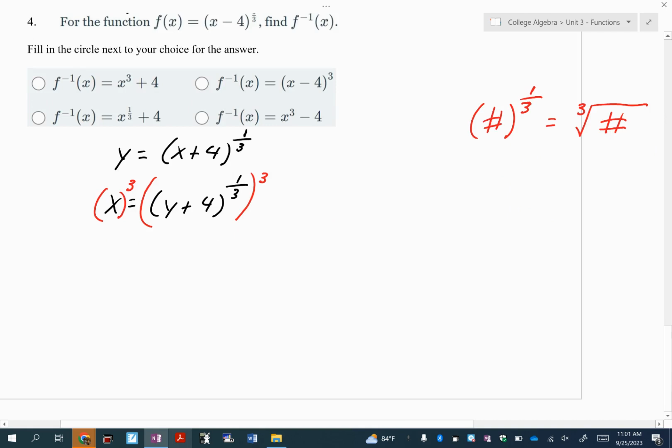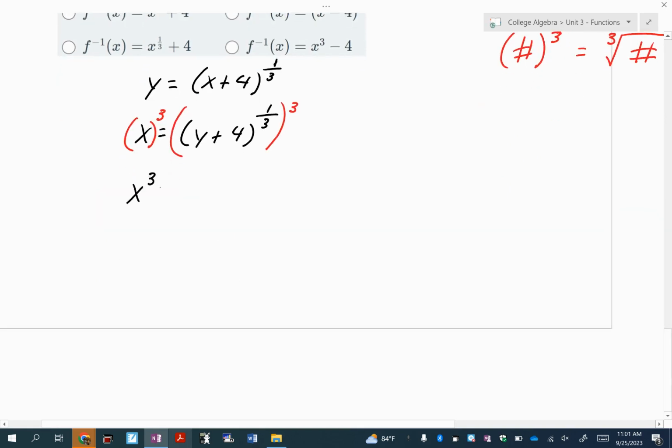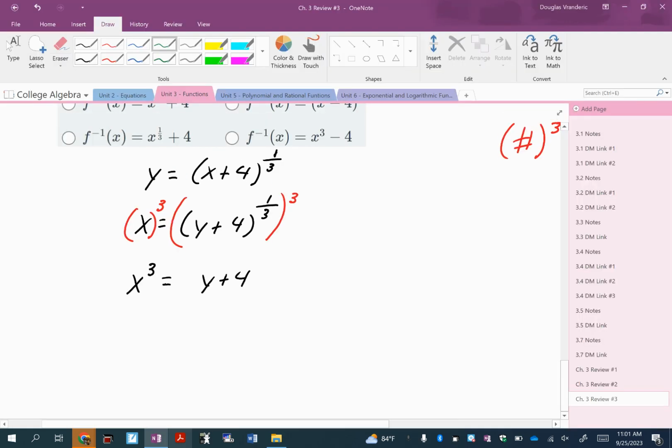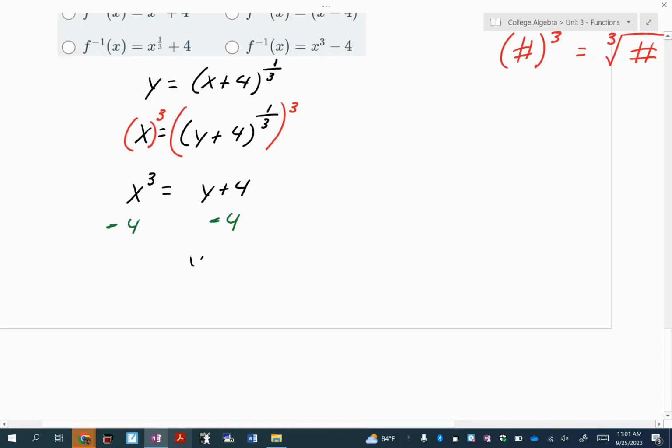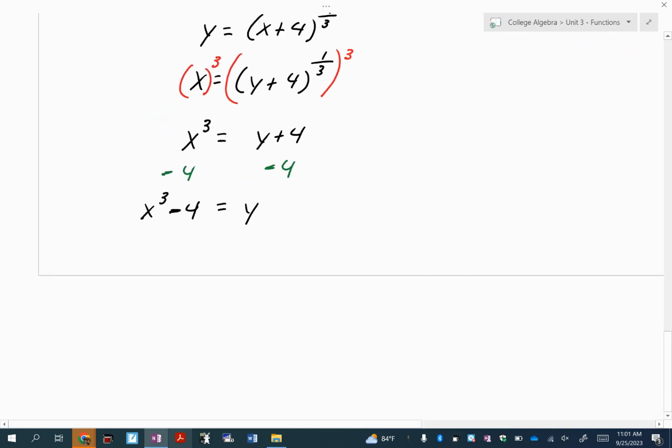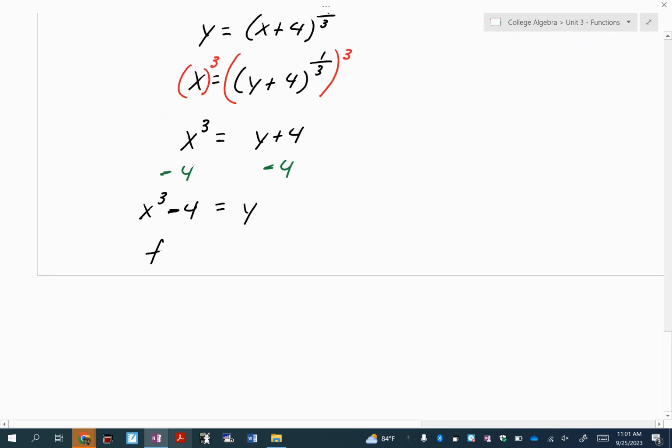Those are inverse operations. So this is going to be x cubed, you have to do it to both sides, equals y plus 4. Notice there's nothing else besides the y plus 4, because when you cube that 1/3 power, it's going to make it to the first power. All right, move the plus 4 to the other side with minus 4. So now I have y equals x cubed minus 4. And this is a function. It is a cubic function. So my inverse function of f is going to be x cubed minus 4.